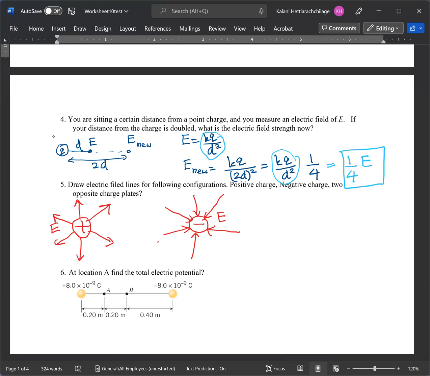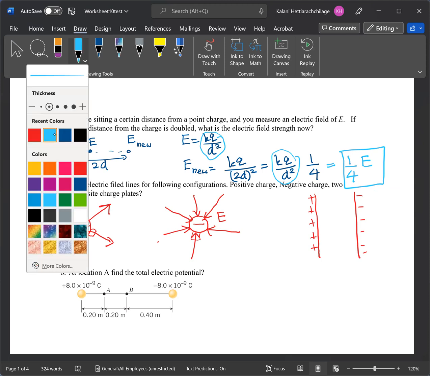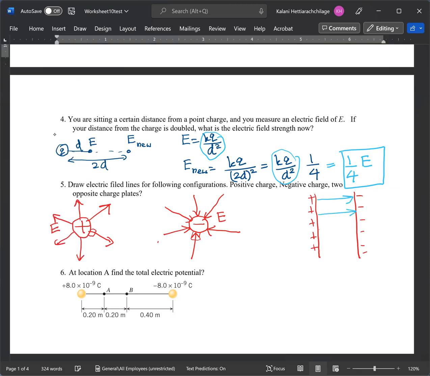Okay, and it's very important that when I draw this, everything I draw is perpendicular to the surface of the charge, right? So now my last configuration is two charged plates. One is positive, one is negative. We call it a capacitor. If this one is positive, this one is negative, you know that electric field lines start from positive to negative. So that means your electric field lines will be this way. That's three configurations.